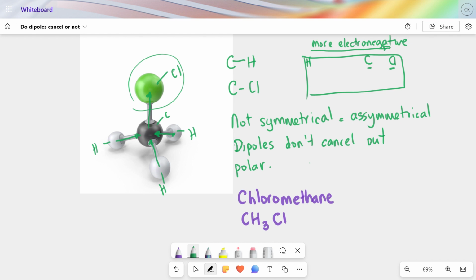Okay, so it's really important that we look at the different kinds of bonds that are around the central atom, and if they have different electronegativity between them, then it will not be symmetrical and it will not cancel out.